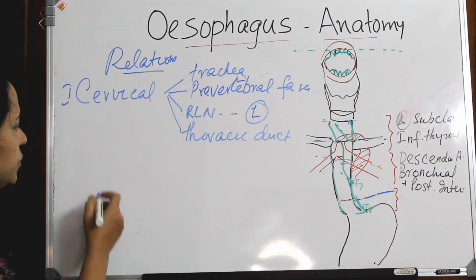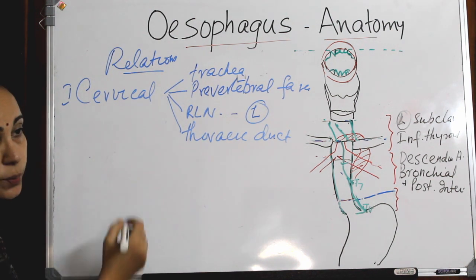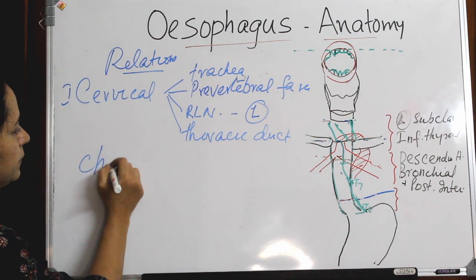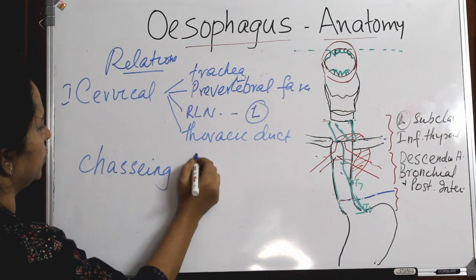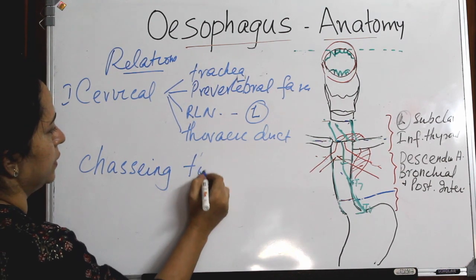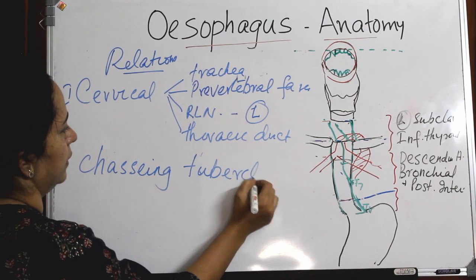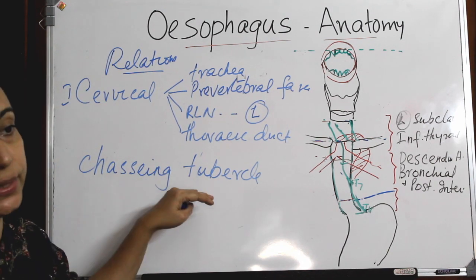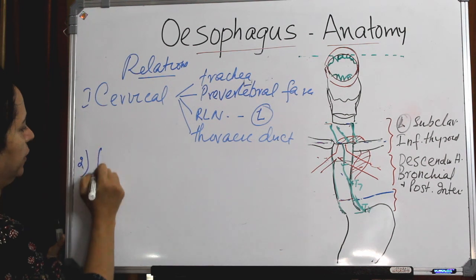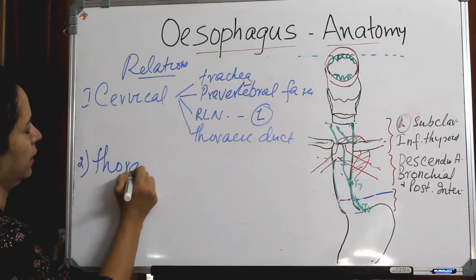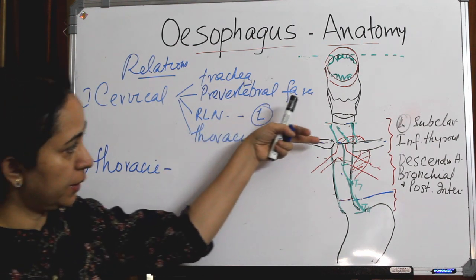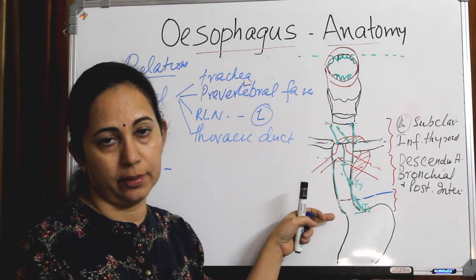And also one important tubercle, the carotid tubercle, otherwise called the Chassaignac tubercle. And this is an important landmark during cervical esophagectomy. Relations of the thoracic part of the esophagus. As you know, it extends from D1 to D11.